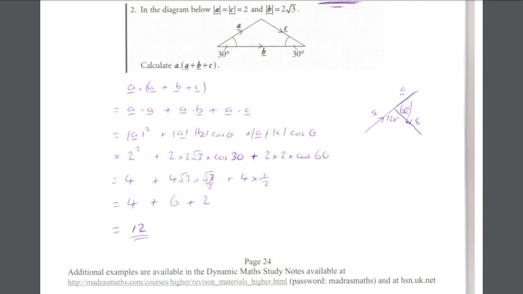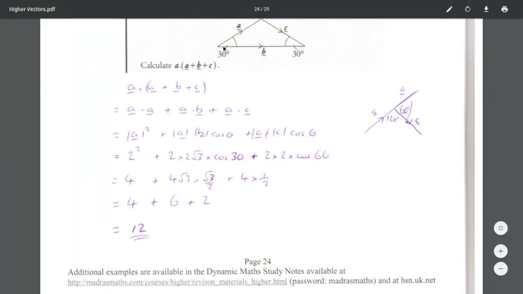Question number 2, in the diagram below, the magnitude of A equals the magnitude of C equals 2 and the magnitude of B equals 2 root 3. Calculate A dot (A plus B plus C). So again, expand the brackets. A dot A, as we mentioned above, would be the magnitude of A squared. A dot B is magnitude of A times magnitude of B times cosine of the angle in between, and similar for A dot C. Remember, vectors must point away from the corner. So A and B do point away. So we can just substitute in.